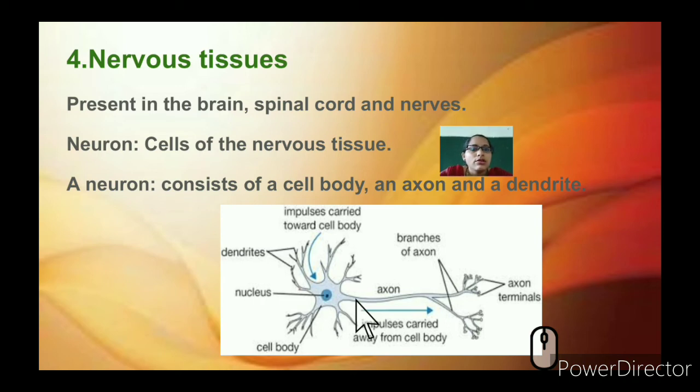So let's understand a neuron. A neuron consists of a cell body. You can see this round shaped body; it is known as the head. It consists of a prominent nucleus, and towards the end you have the dendrites, which carry impulses, that is, electrical signals, towards the cell body. You have an axon, from which the electrical impulses get passed, and a dendrite.